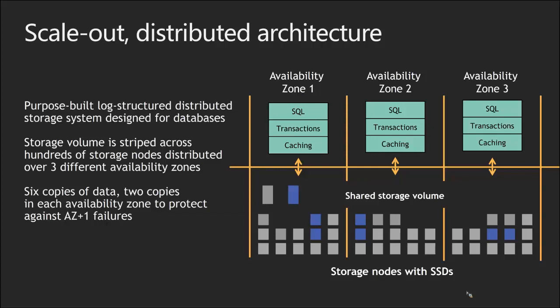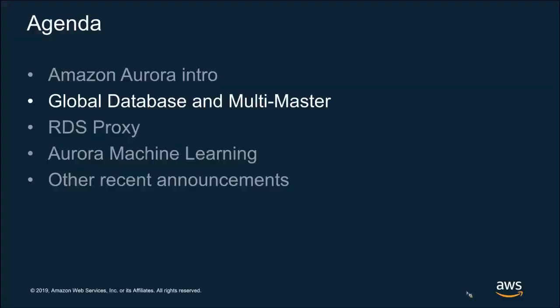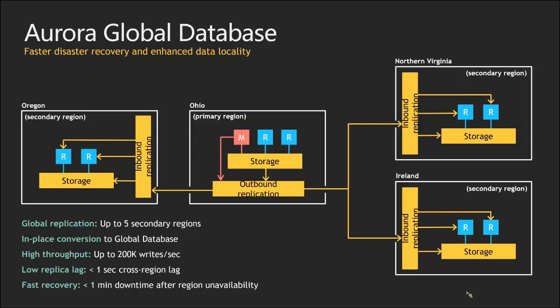So high durability, high availability, and it's a very good option for anyone who needs a MySQL or a Postgres database or wants to migrate your data to those databases. So that was a very quick overview of Aurora, and let's jump into what is new in the last few months. So we'll start with Global Database and Multi-Master. Global Database has been around for about a year, and it has some new capabilities that were recently announced. So let's talk a little bit about that.